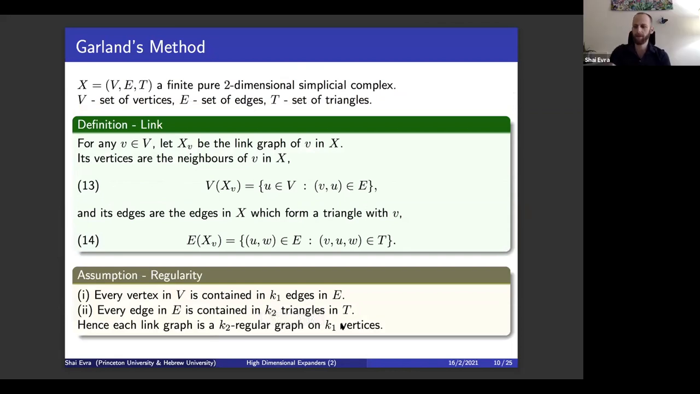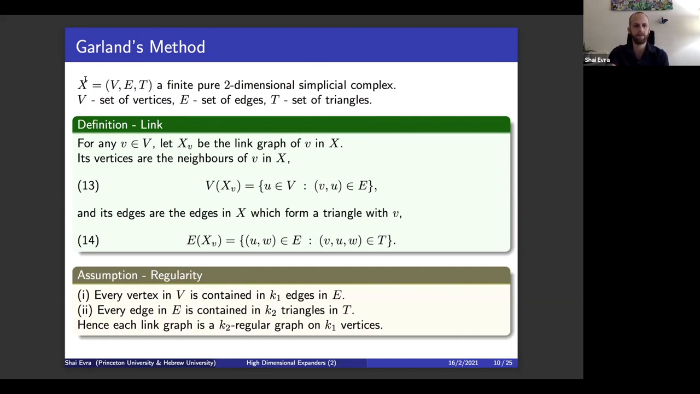Okay, so now let's begin setting up how Garland's method will work. Garland's method really applies for two-dimensional simplicial complexes, but at the end of the day, in application for graphs, we'll just forget about the fact that we have triangles. What you can just think about is graphs with a lot of triangles in them.